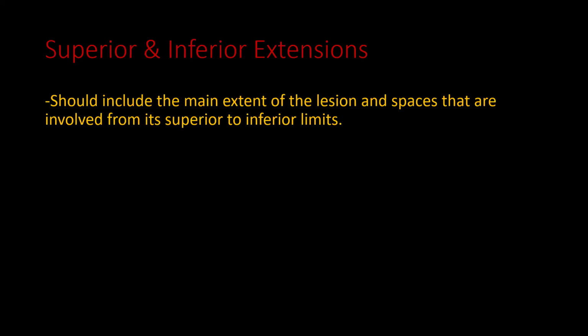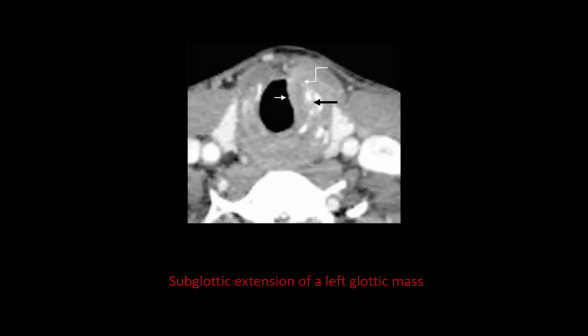Next, we have the superior and inferior extensions, which include the main extent of the lesion and the spaces that are involved from its superior to inferior limit. In this image, we can see there is a subglottic extension of a left glottic mass.